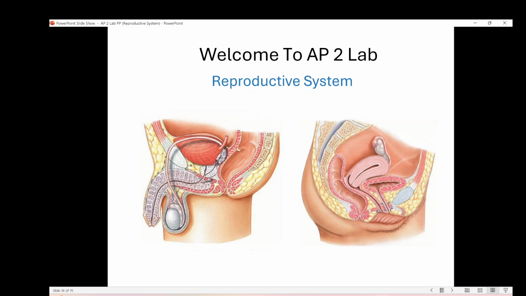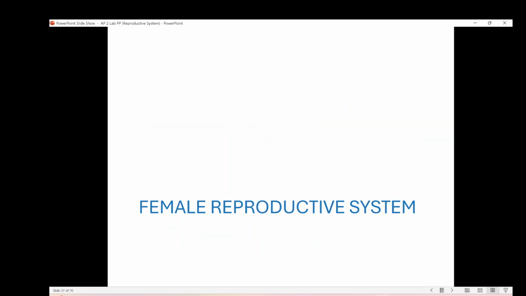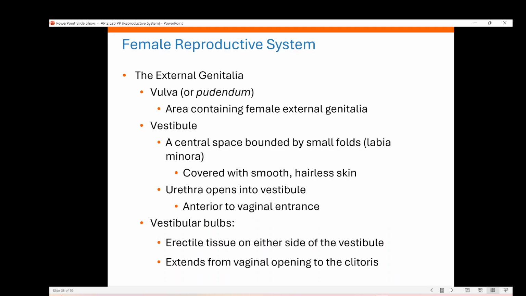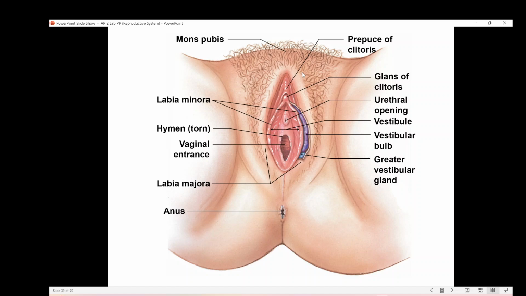In this lesson, we'll continue our discussion of the reproductive system by taking a look at the female reproductive system. So let's begin by taking a look at the external anatomy of the female reproductive system. When we look at the external genitalia from the outside, that area is known as the vulva or the pudendum. So that would be like this. So this whole area here kind of shows us the vulva or the pudendum.